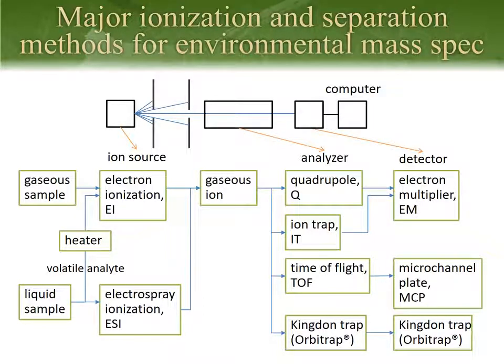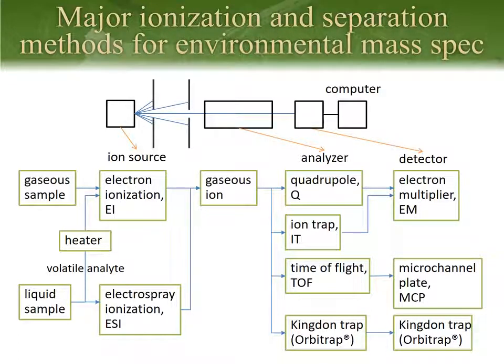Each type of analyzer has its advantage and disadvantage as well. Quadrupole has a big advantage in its production cost, whereas its mass resolution is not so high. Ion trap has a very unique advantage. It is capable of performing multi-stage mass spectrometry, to elucidate the unknown structure. On the other hand, its dynamic range is relatively narrow.